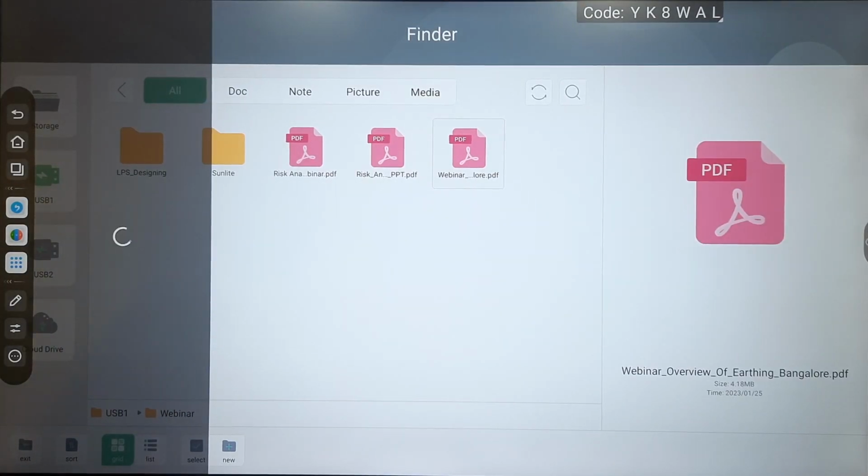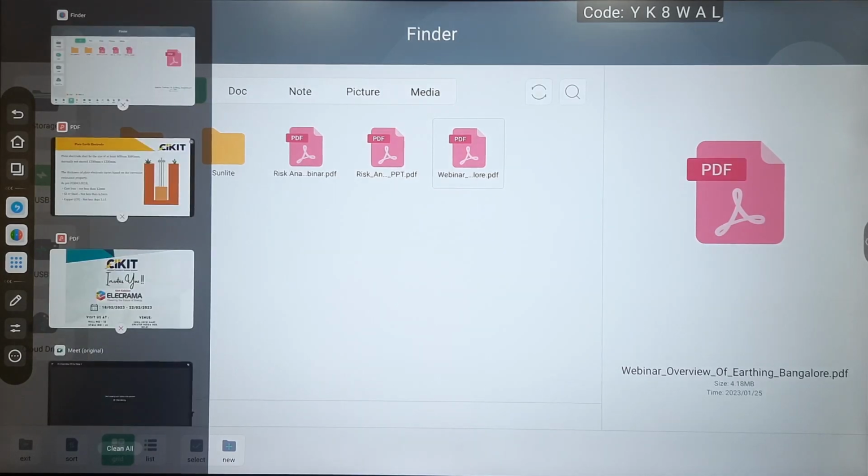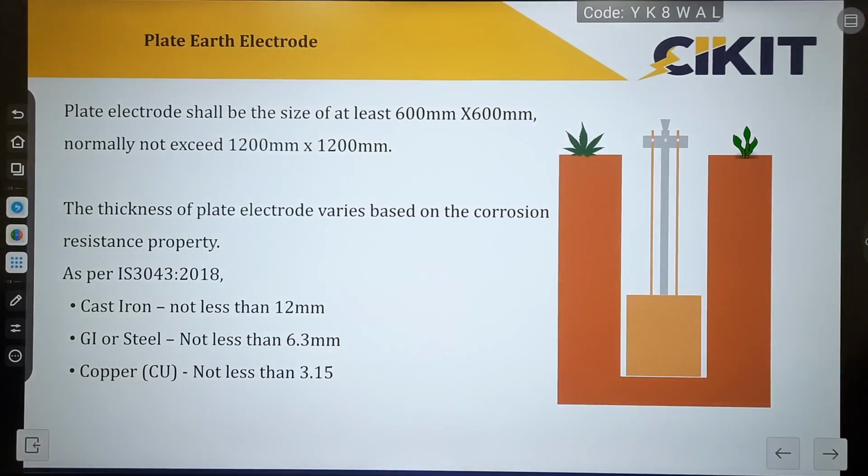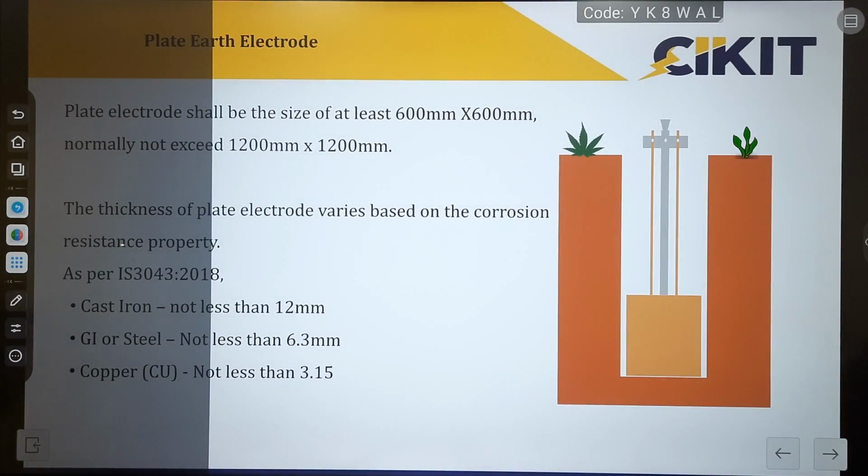Whether my screen is visible? Okay, this one. Okay, I will check it, sir. Okay, I'm just checking it, sir.